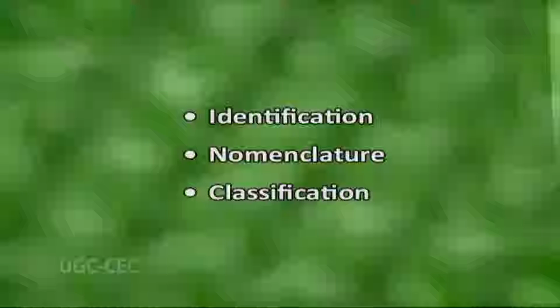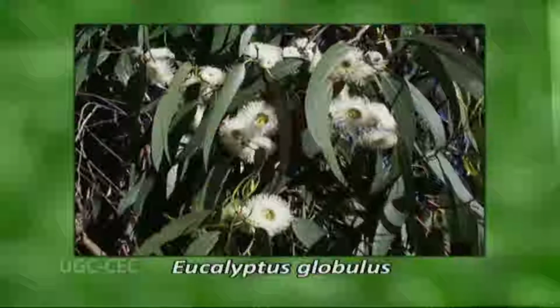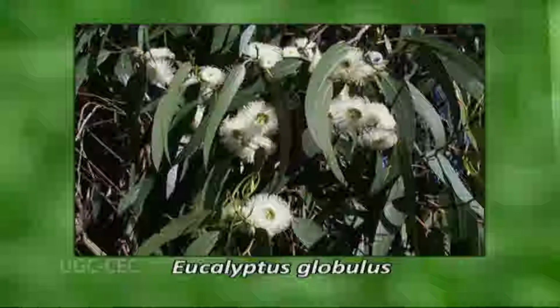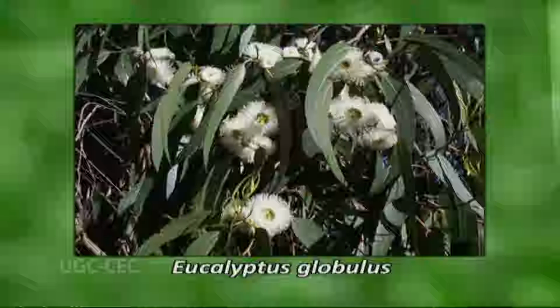In this context, one has to be aware of the confusion between the different aspects of taxonomy, namely identification, nomenclature, and classification, which could cloud the minds of beginners. The three terms, strictly speaking, refer to three different things, even though in practice they overlap. When one says that the given material is Eucalyptus globulus, it is identified, named, and classified.